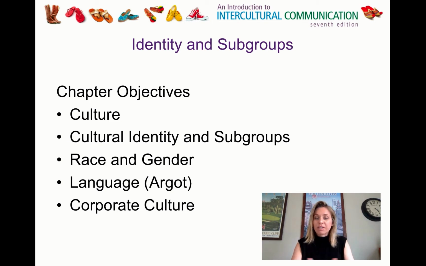So here's what we're going to talk about today. We're going to revisit the definition of culture. We're going to talk about our cultural identity and how subgroups can be a part of our cultural identity. Specifically, we're going to go into detail about race and gender. Then we're going to talk about things that subgroups share, for example, language or argot. And finally, we're going to talk about the importance of corporate culture.